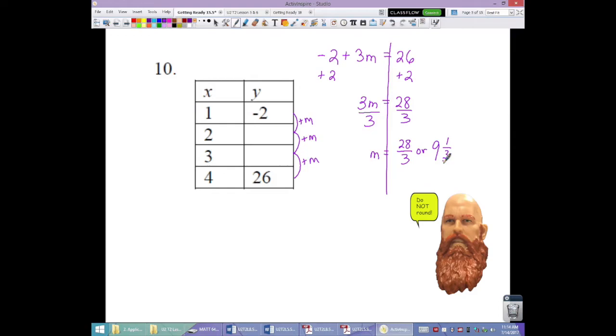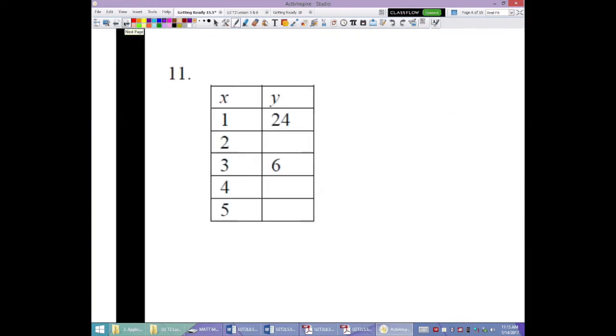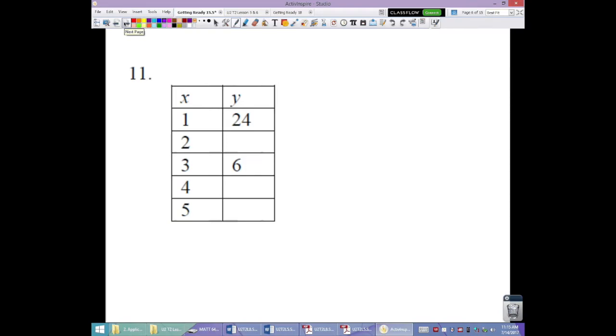Okay, so let's test and see how that works. -2 plus 9 1/3 is 7 1/3. Add another 9 1/3, we're up to 16 2/3. Add another 9 1/3, and we get to 26. Whatever you do, though, do not round that to 9.3. 9.3 is not the same as 9 1/3.